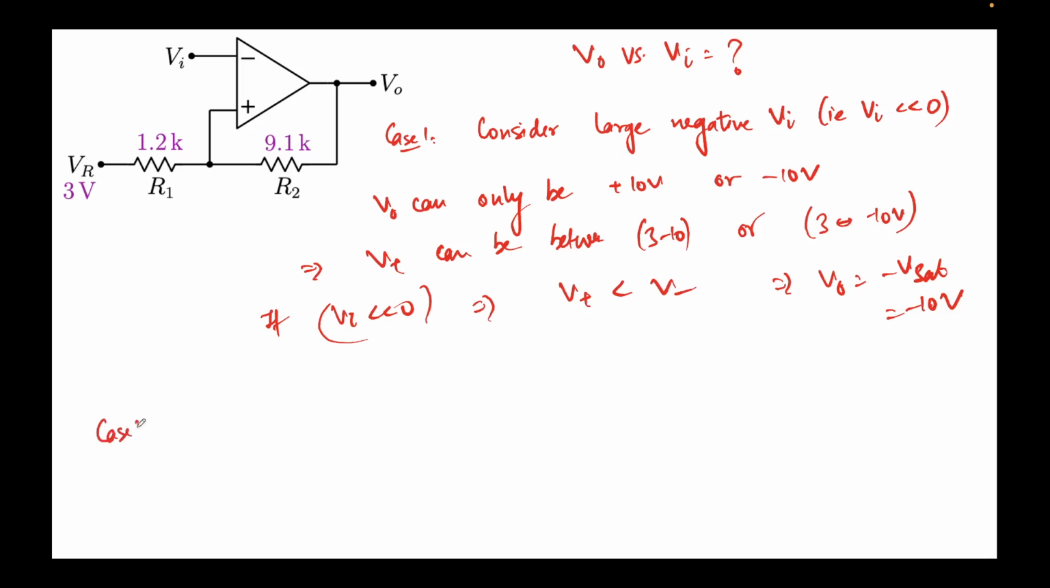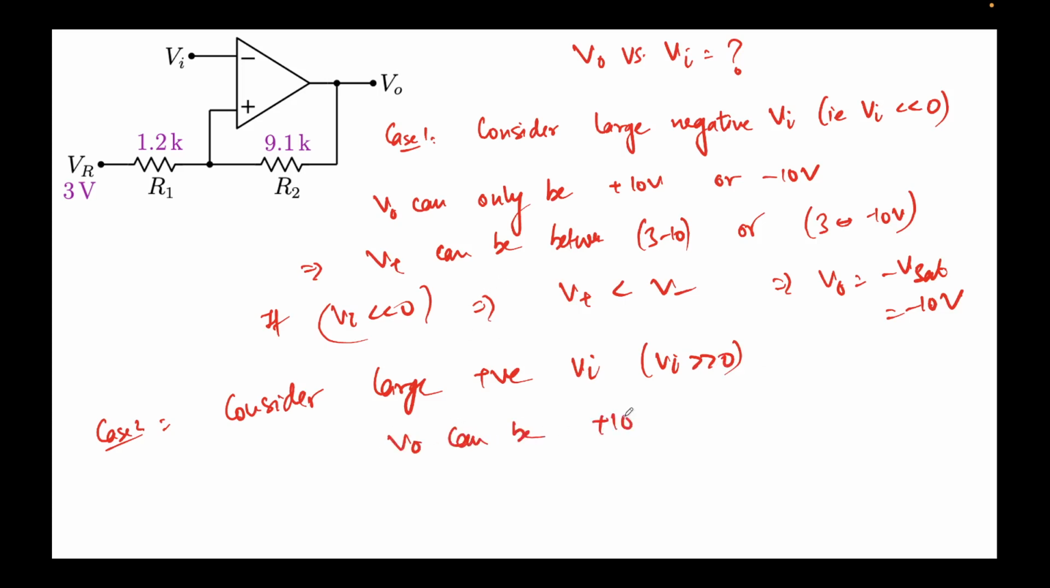Similarly, for case 2, let's consider large positive Vi, that is Vi greater than 0, like 50 volts, 70 volts, 100 volts. What will happen in that case? Again, V0 can be plus 10 volts or minus 10 volts. This implies V plus can be, again the same, 3 to 10 volts, because this is the potential divider.